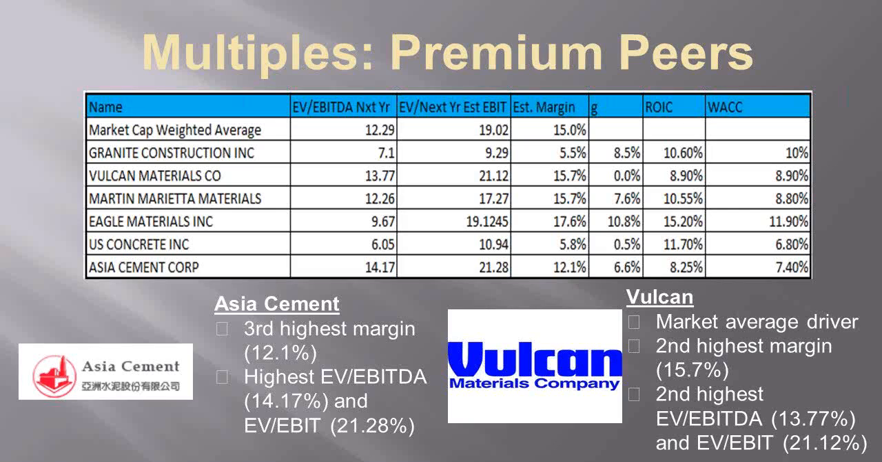And Vulcan is, as we mentioned earlier, a market average driver. It has the second highest margin at 15.7%, and the second highest EV/EBITDA and EV over EBIT ratios.